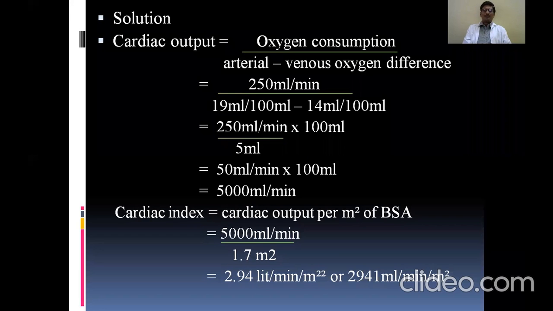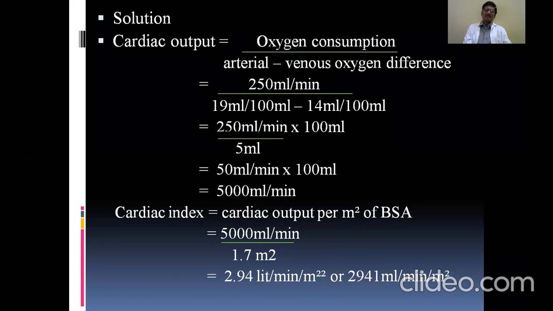So I hope you have understood all these problems. These are only a few problems, mainly based on Fick's principle, wherein when you consume about 250 ml of oxygen per minute, to take away this oxygen, how much cardiac output is needed when you know the arteriovenous oxygen difference. Based on this Fick principle, we calculate the cardiac output. This is one of the indirect methods.